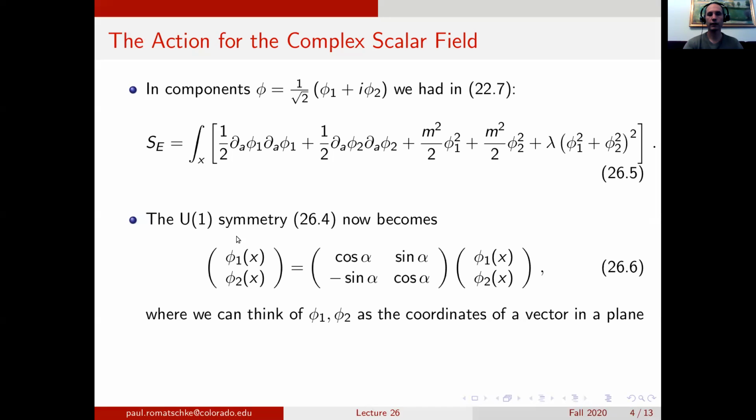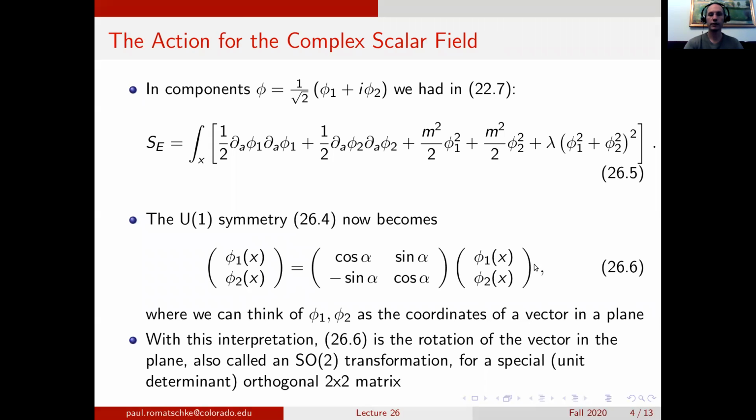The idea is now that we think of phi1 and phi2, the real and imaginary part of the original complex scalar field, as coordinates of a vector in a two-dimensional plane. With this interpretation, this transformation matrix given in equation 26.6 is then nothing else but the rotation of the vector in this two-dimensional plane. And this rotation matrix is also called an SO(2) transformation matrix, SO(2) standing for special, meaning unit determinant, orthogonal, and 2 standing for a 2 by 2 matrix.